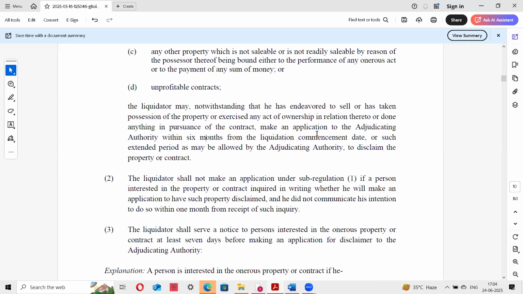Or adjudicating authority may be removed, and in place of the adjudicating authority, the SCC may be substituted, with the permission of the SCC. 6 months from the liquidation commencement date or such extended period as may be allowed by the SCC. Sir, because it is a major decision about the leftover property, how will the SCC take the decision? If some interest is involved in the property and the liquidator, maybe misguidedly, has taken the action that this is an unprofitable contract or something. So if a third party interest is involved, then it should be allowed only through the adjudicating authority, not through the SCC, sir.